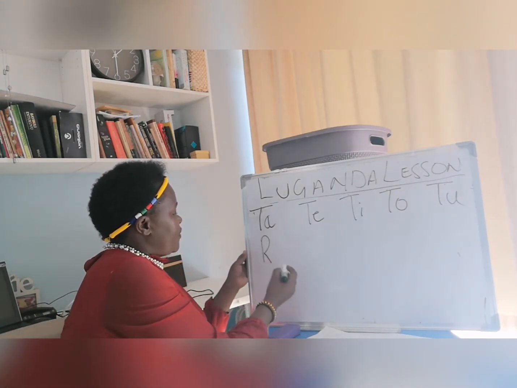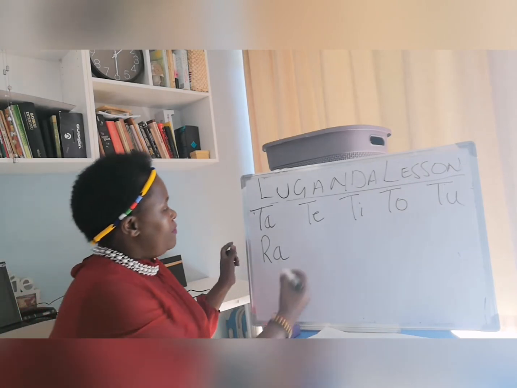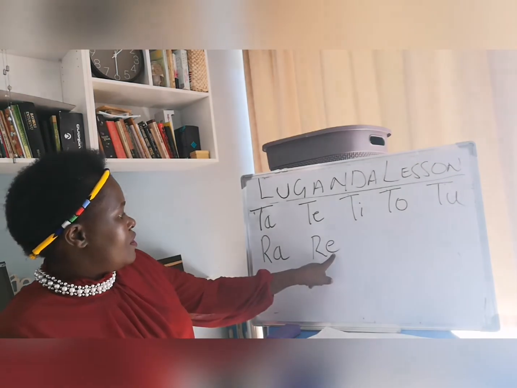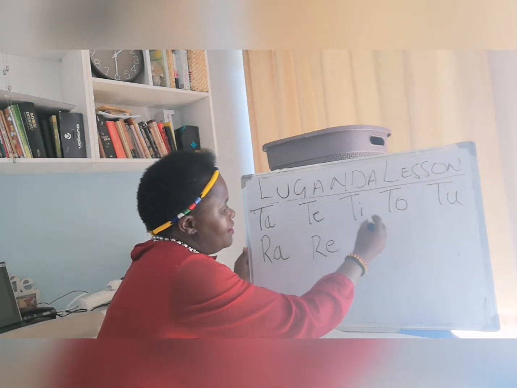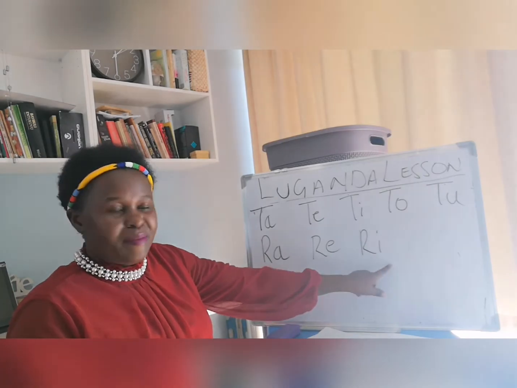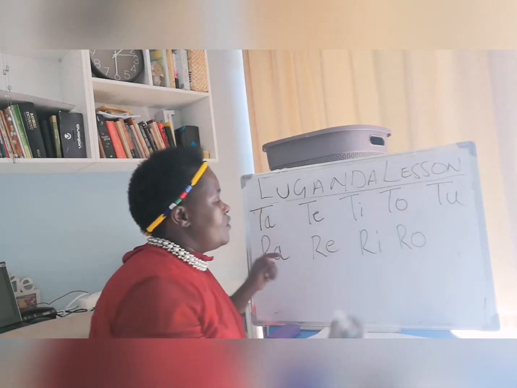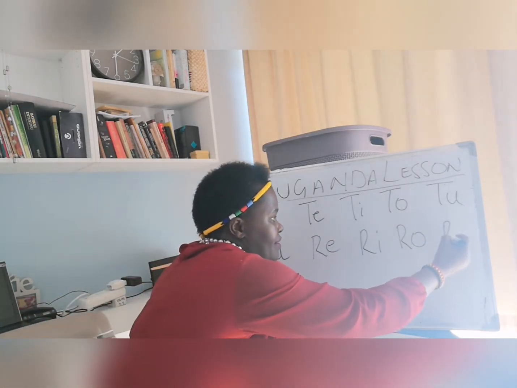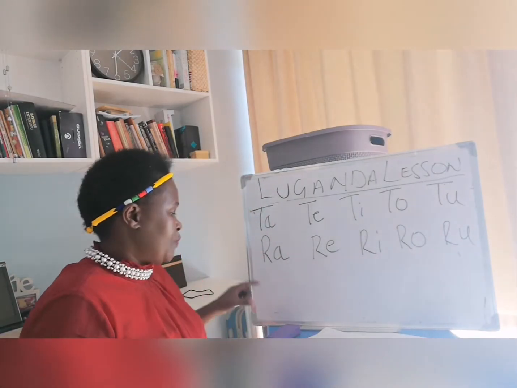Ra. Ra ne a, ra. Ra ne e, re. Ra ne yi, ri. Ra ne o, ro. Ra ne wu, ru.